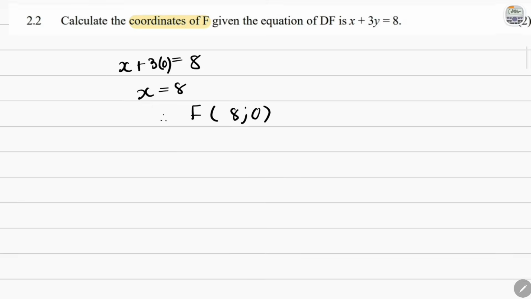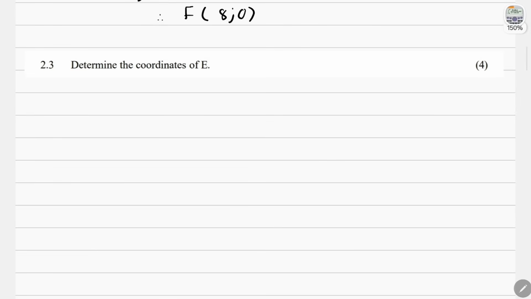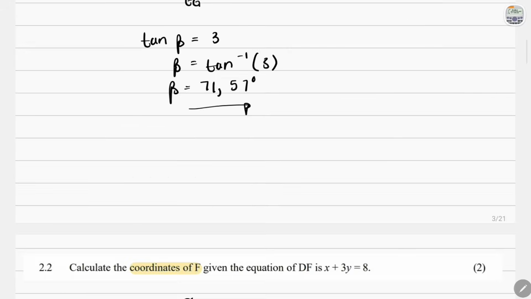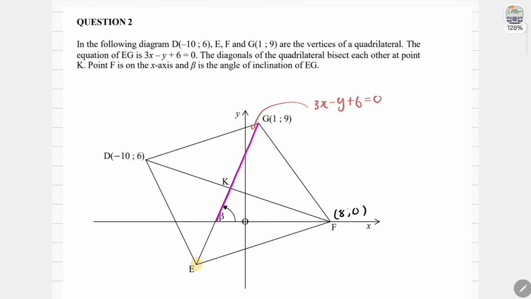Okay, moving on to the next question. Question 2.3 says, determine the coordinates of E. Okay, let's just see where E is. E is over here. And okay, so you see what we can do here.